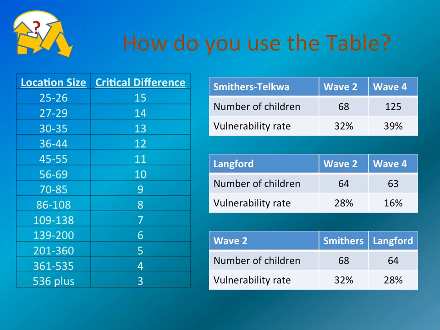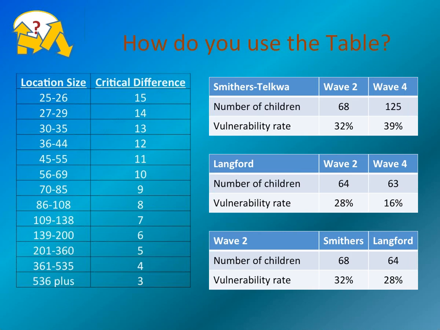The way to calculate using the table whether there's been a significant difference or not is to look at what the critical difference is for each of the waves, depending on the size of the number of children. So in wave 2 for Smithers-Telkwa, there were 68 children measured. That means if you look at the table, that's a critical difference of 10. In wave 4, there were 125 children measured, and that corresponds to 7 on the critical difference table.